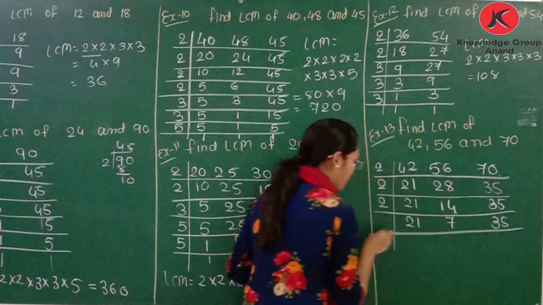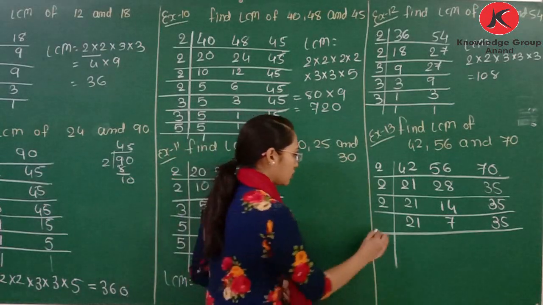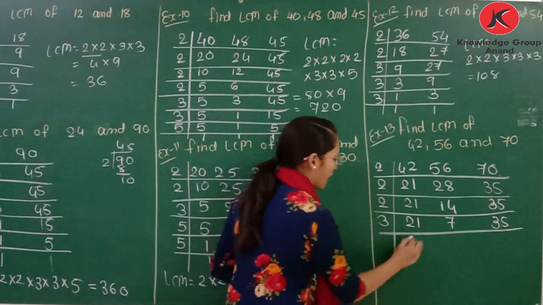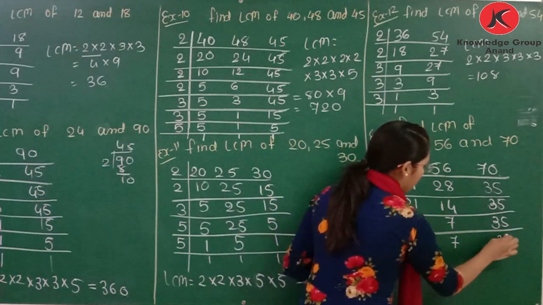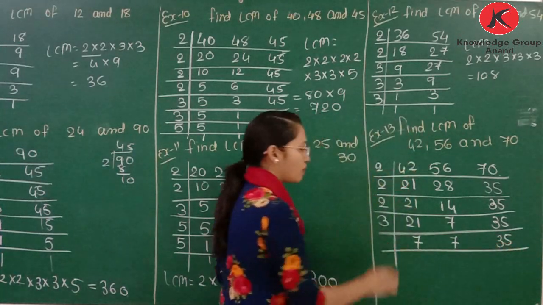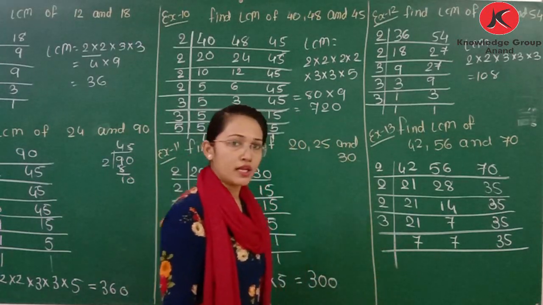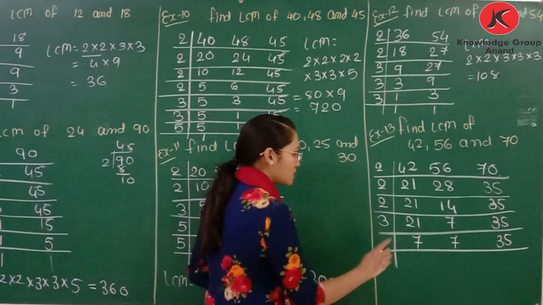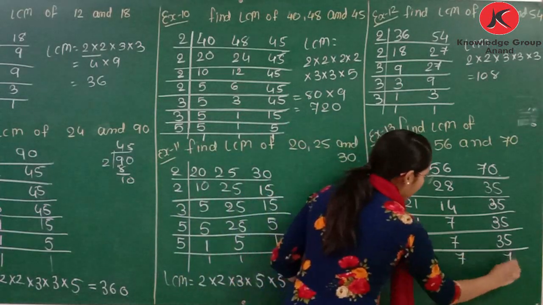Now, is there any number that is divisible by 2? No. So take the next prime number, take 3. Yes, 21 is divisible by 3. So 7 3s are 21. 7 as it is. 35 will be as it is because it is not divisible by 3. Now take the next prime number 5. Is there any number that is divisible by 5? Yes, 35 is divisible by 5. 7 5s are 35.